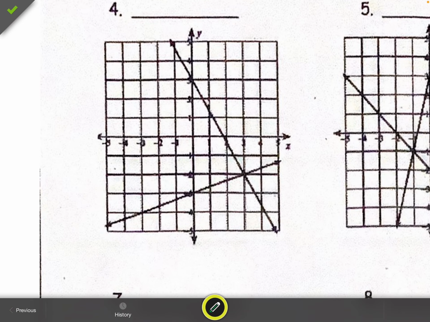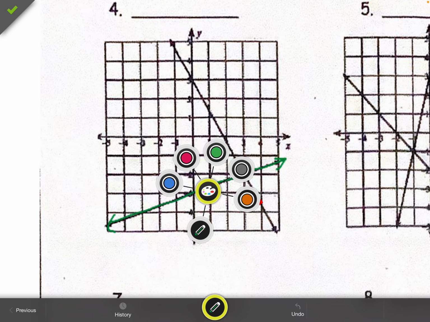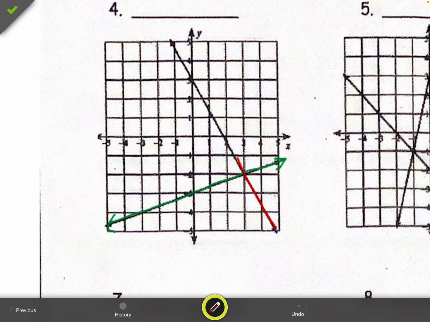So let's look at number 4. Clearly we have two lines. Here's the first line. And just so everybody can see them better, here is the second line. They do intersect. Okay, so we know we have one solution, so we have to write it down.